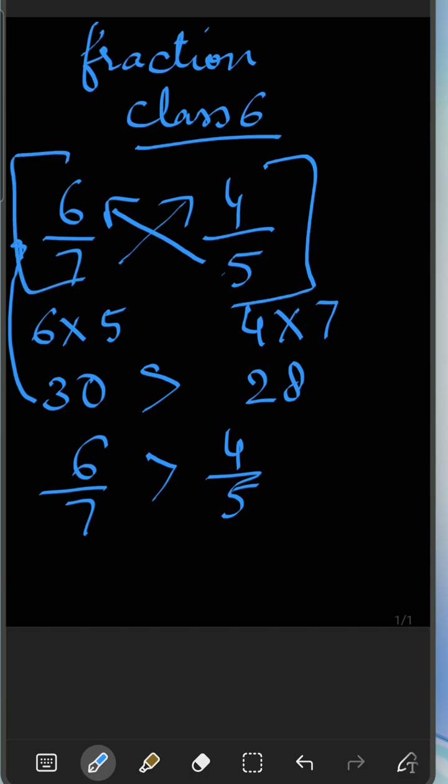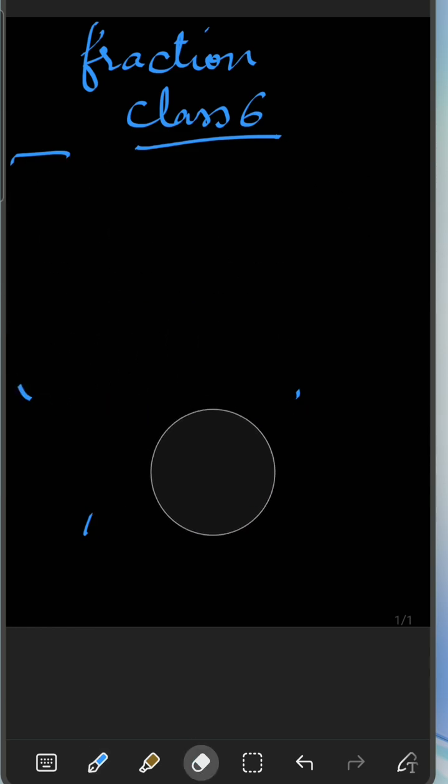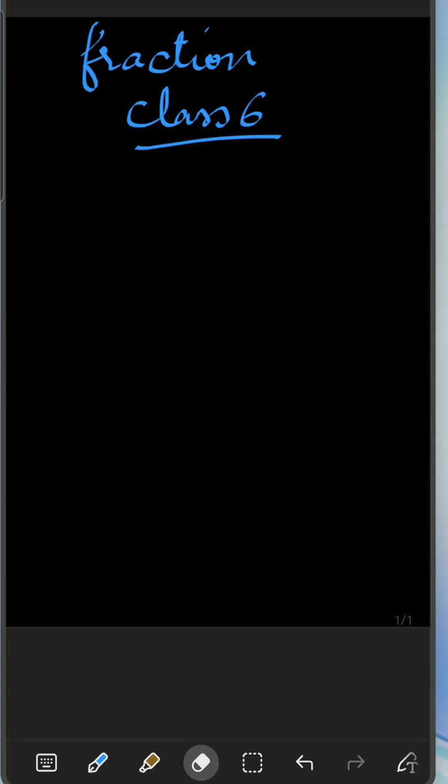Okay, but when we have to compare more than two fractions, then we don't use this method. We have another method for that. Now I am discussing that method with you. This earlier method is only for when the fractions are two in number, then we can compare them by cross multiplying them with each other.